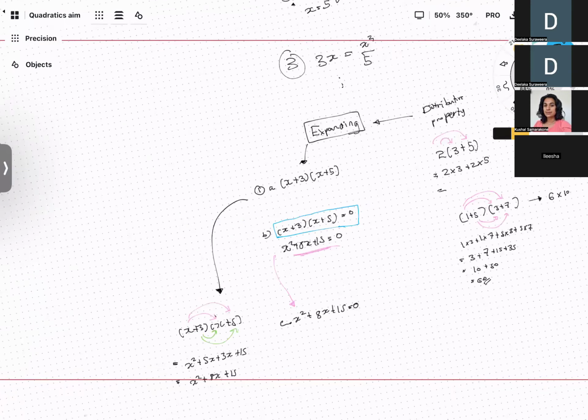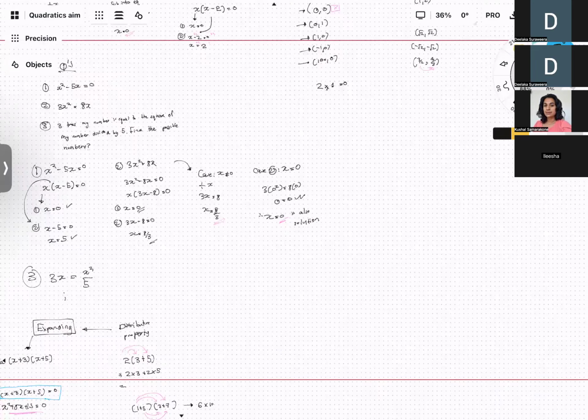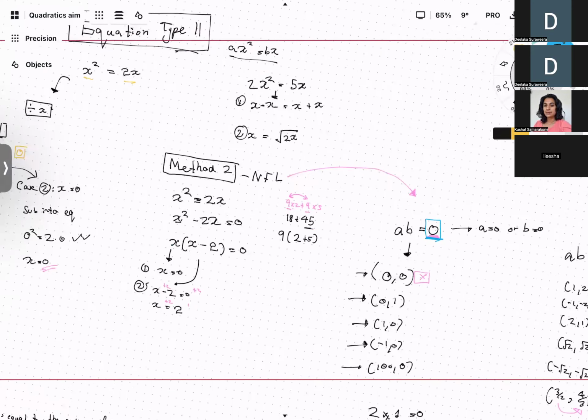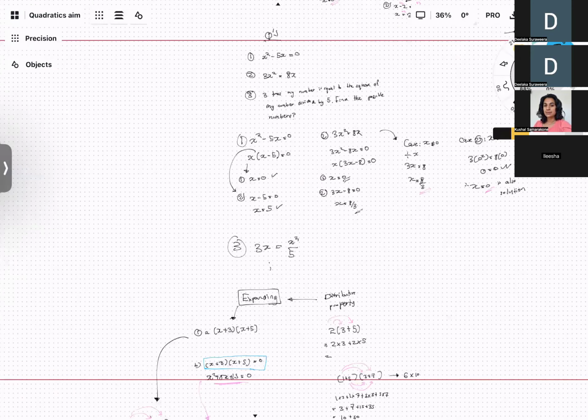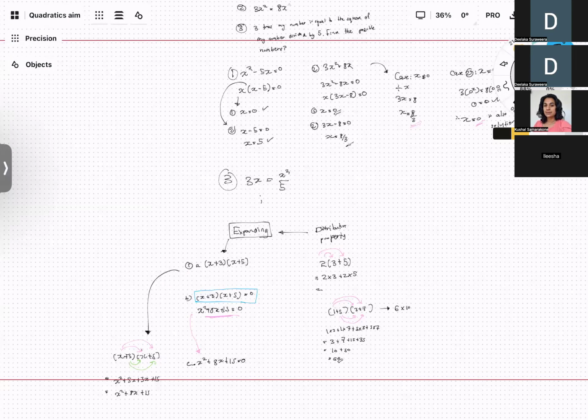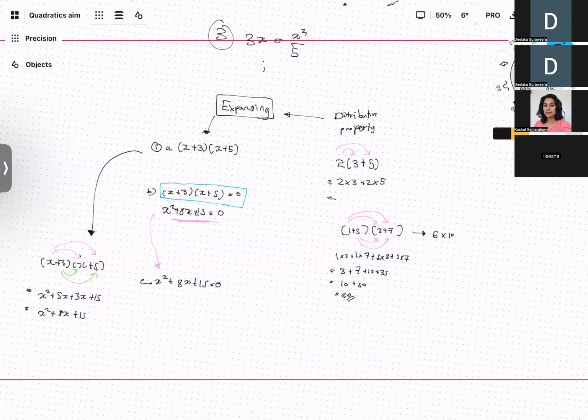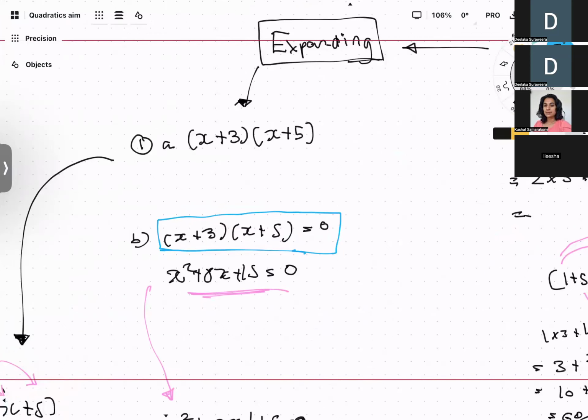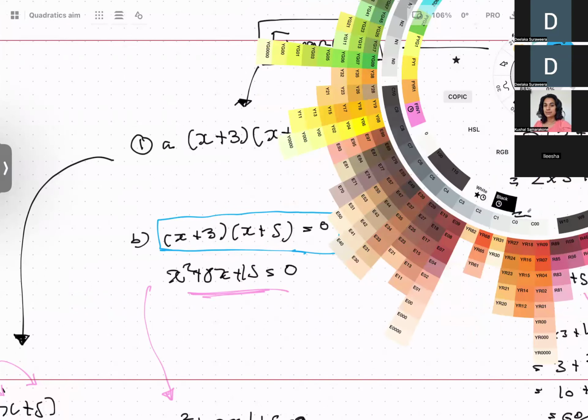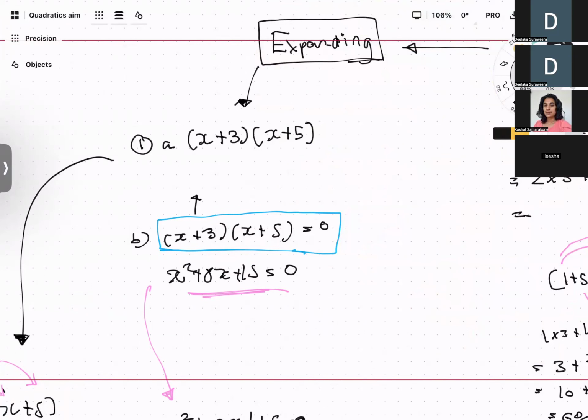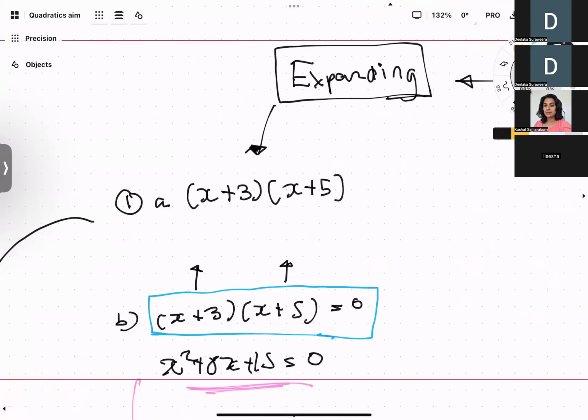But we just learned about a law before, which is the null factor law, which says that if two numbers multiply to 0, at least one of them is 0. So that means these two multiply to 0, so this is 0 or this is 0. Or both, but both is not possible because you can't have x plus 3 and x plus 5 both equal to 0 at the same time. So you won't get an answer for both.